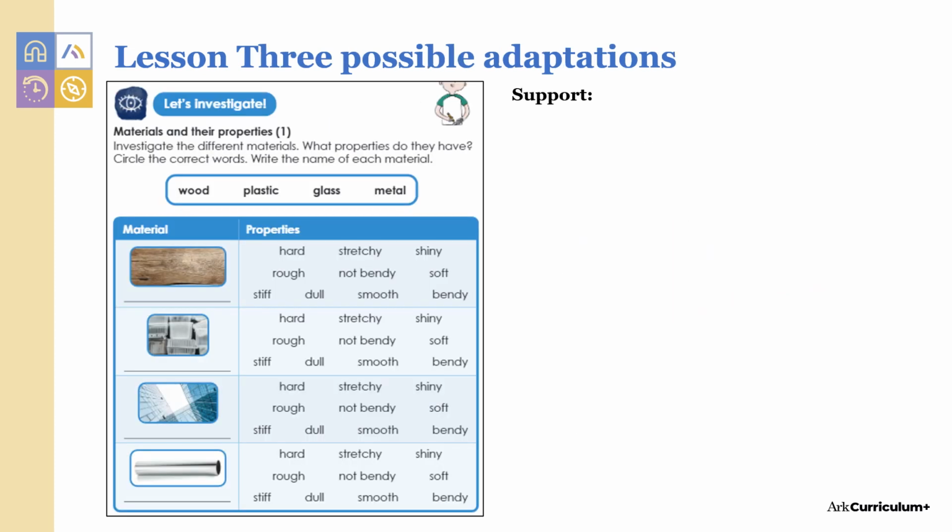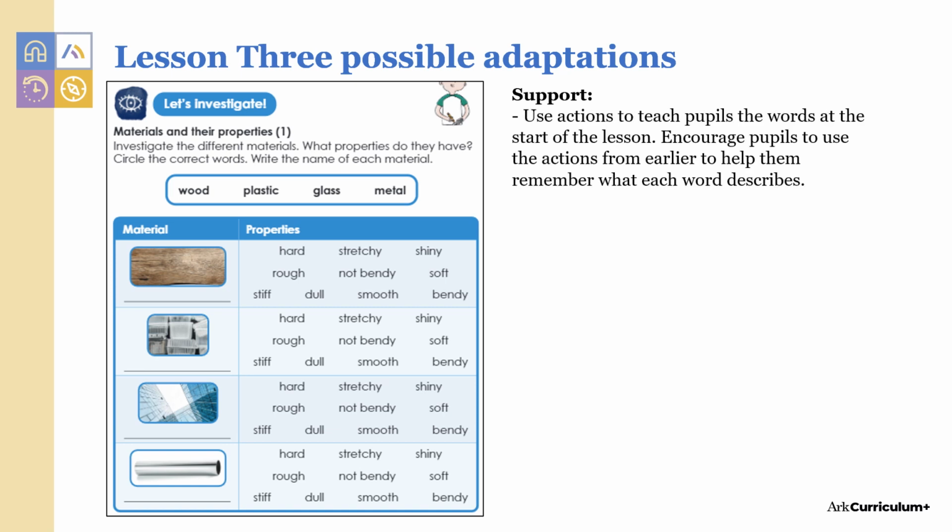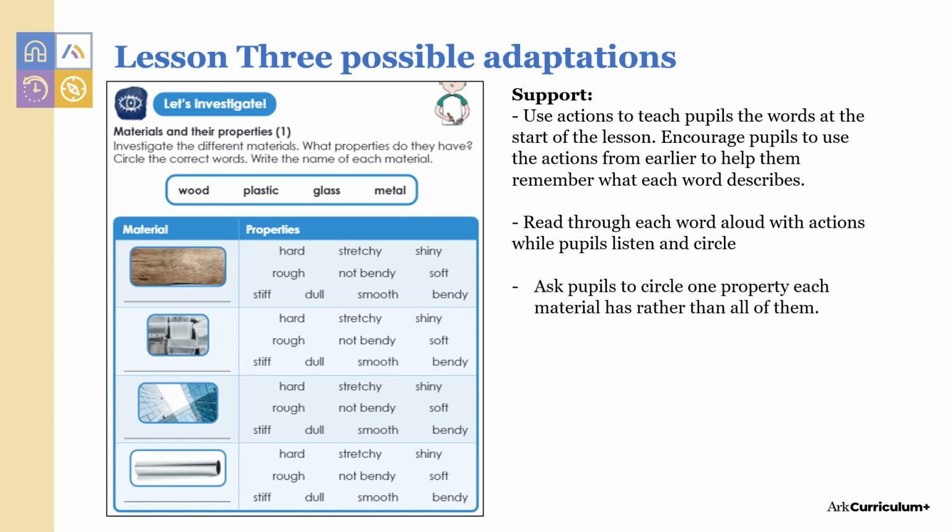In Lesson 3, pupils need to circle the property keywords for each different type of material, then write the name beneath. To support pupils, at the start of the lesson, you could have an action for each keyword and each property. Then encourage pupils to use the actions to help them remember what each word describes. You could read through each word aloud with actions while pupils listen and circle, material by material. Or you could ask pupils to circle one property each material has rather than all of them.